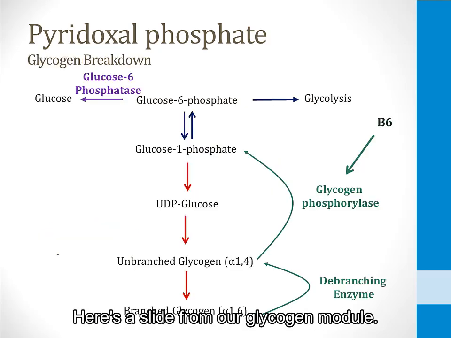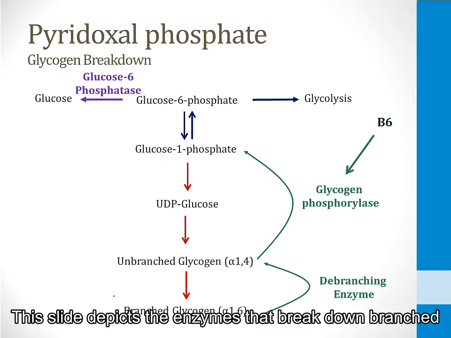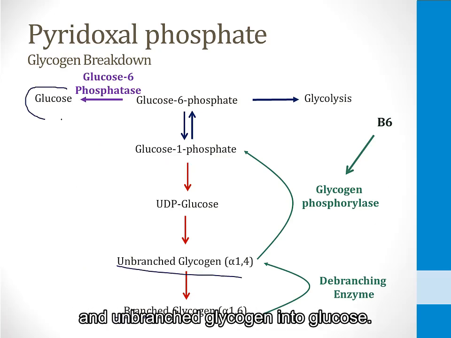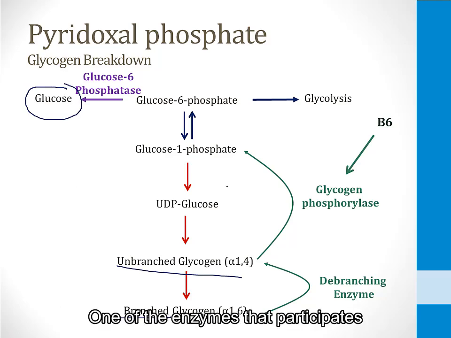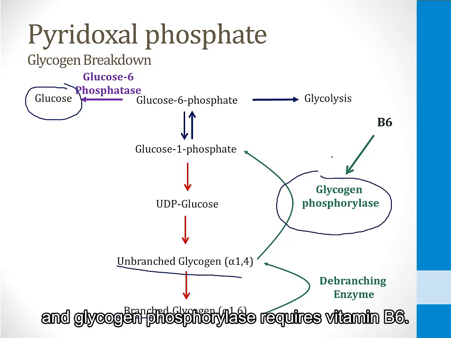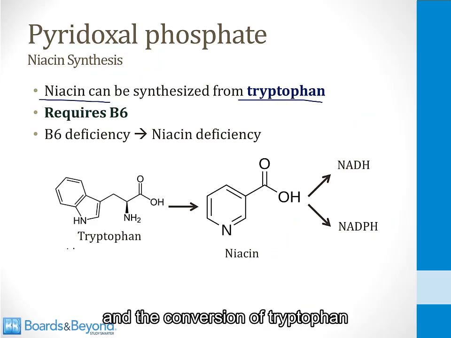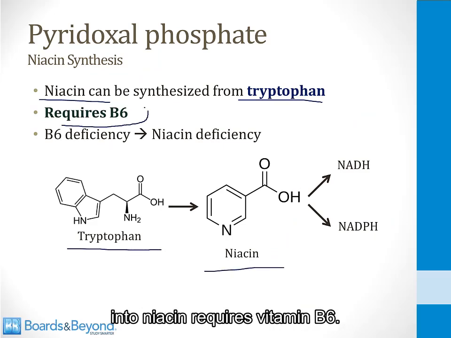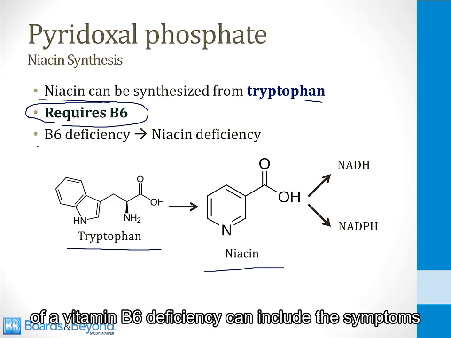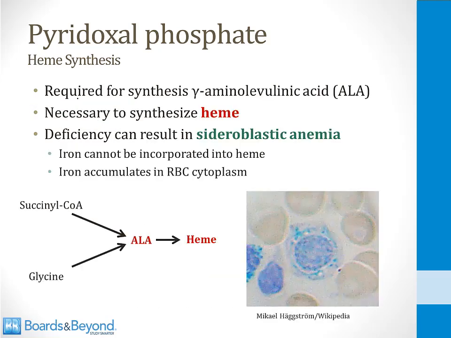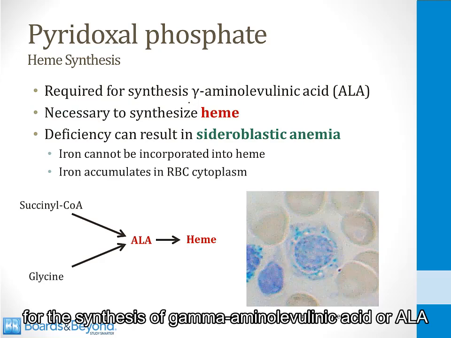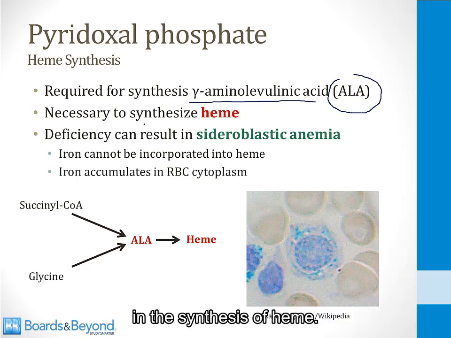Here's a slide from our glycogen module. This slide depicts the enzymes that break down branched and unbranched glycogen into glucose. One of the enzymes that participates in this process is glycogen phosphorylase, and glycogen phosphorylase requires vitamin B6. As I told you before, niacin can be synthesized from the amino acid tryptophan, and the conversion of tryptophan into niacin requires vitamin B6. Therefore, some of the symptoms of a vitamin B6 deficiency can include the symptoms of a niacin deficiency. Vitamin B6 is also required for the synthesis of gamma-aminolevulinic acid, or ALA, and ALA is a very important intermediate in the synthesis of heme.